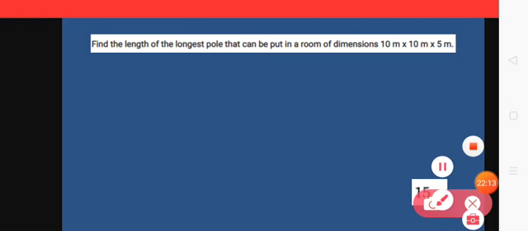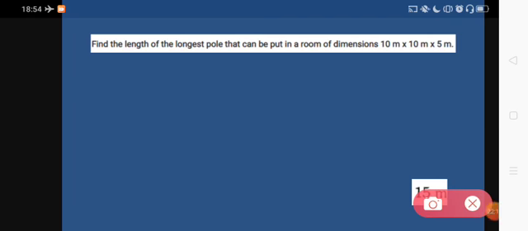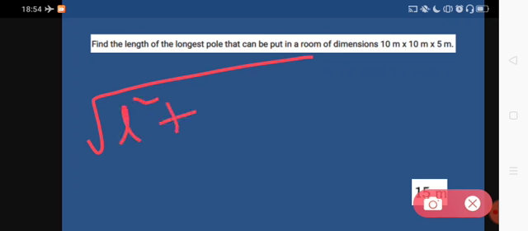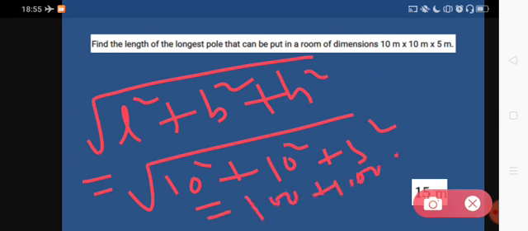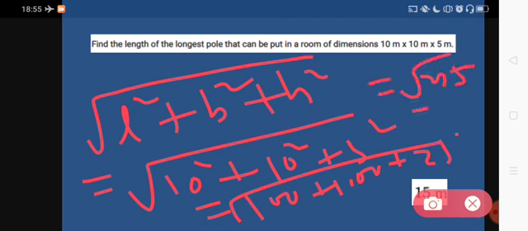What is the formula of the diagonal of a cuboid? Because the room will be like a cuboid. Diagonal of cuboid is equal to the square root of L square plus B square plus H square. We will put in the values and calculate. Length 10 square, breadth 10 square, height 5 square: 100 plus 100 plus 25 is equal to under root 225, which is equal to 15 meter. The length of the longest pole will be 15 meter.